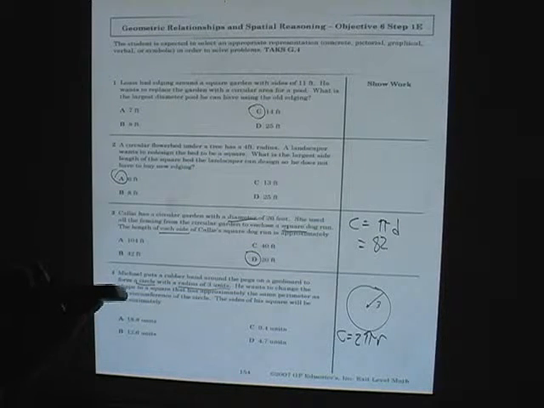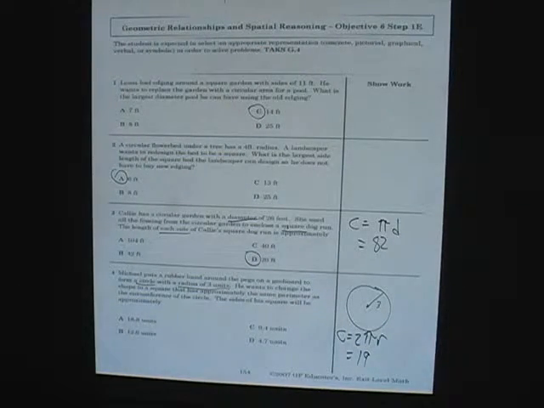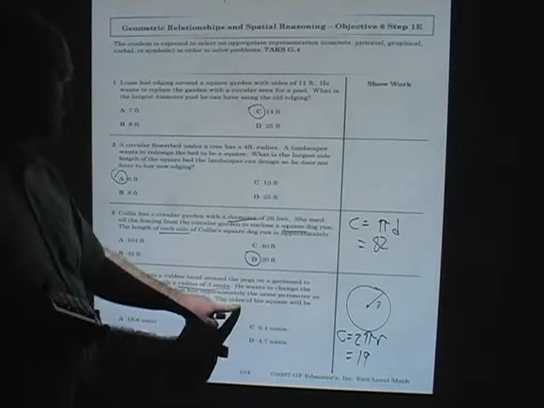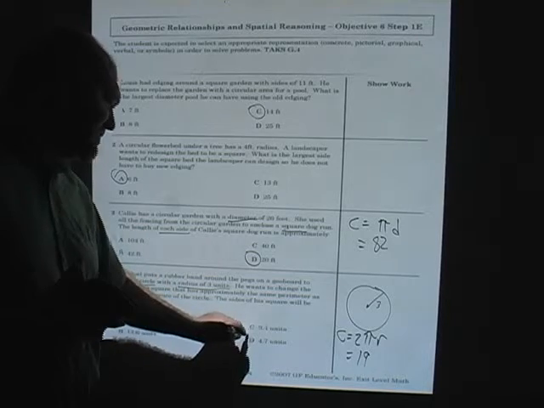2 pi radius, so that circumference is going to be 2 times pi times 3, and that's about 19. Rounded up to 19. And they want to know the sides of the square, so we need to divide that by 4. And we get about 4.7.